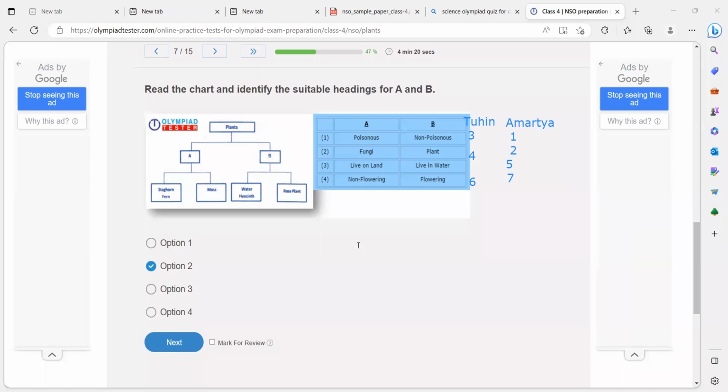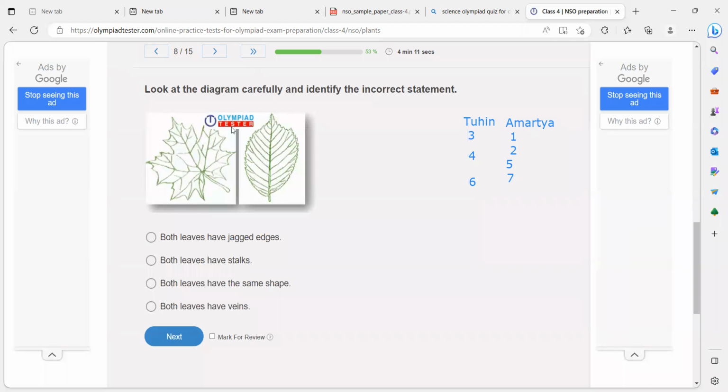Yes, ma'am. Okay, the next one, let Udit tell me. Udit, tell me this one. Look at the diagram carefully and identify the incorrect statement. So you have to identify the incorrect statement. Ma'am, what is the meaning of jagged edges? Jagged edges means this type of edges are called jagged edges.